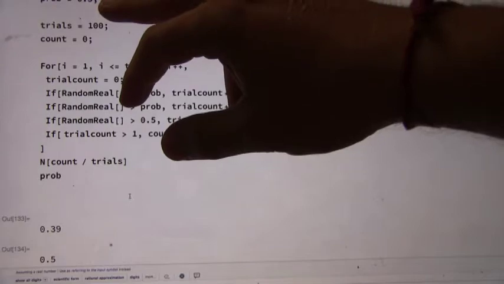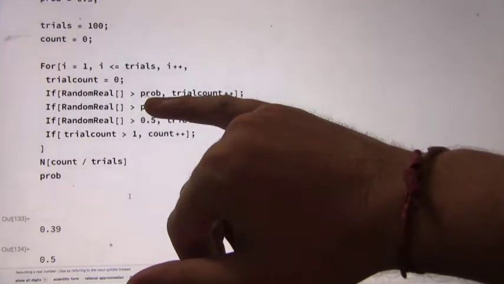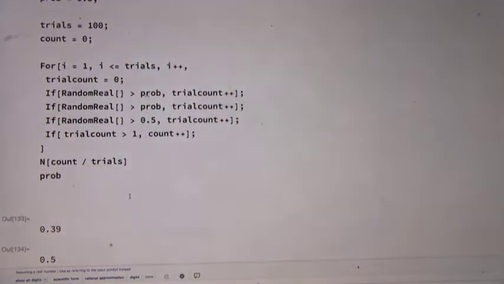Sorry, did I say 1,000? 100 trials. We're going to try to count the number of times the three people got it right, and we're going to compare that to this probability, which is what we found that it was equal to. So for each trial, the first one we say if they got greater than the probability. I guess for a half.